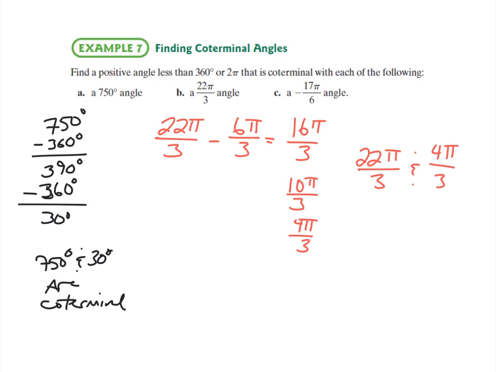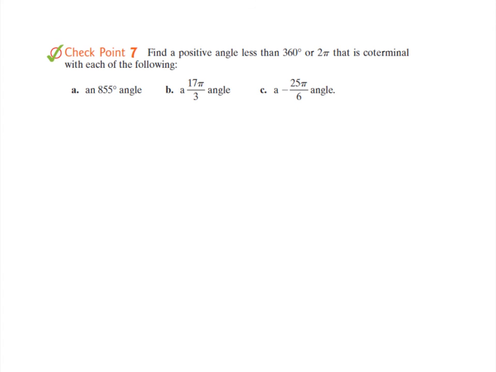In the interest of time, we're going to skip part C. If you want to find part C, if you look at your book, you can see the solution to that. Okay, and then for checkpoint 7, I'd like you to try all 3 of these, see if you get the right solutions, and then go ahead and pause and then unpause the video after you have a go.